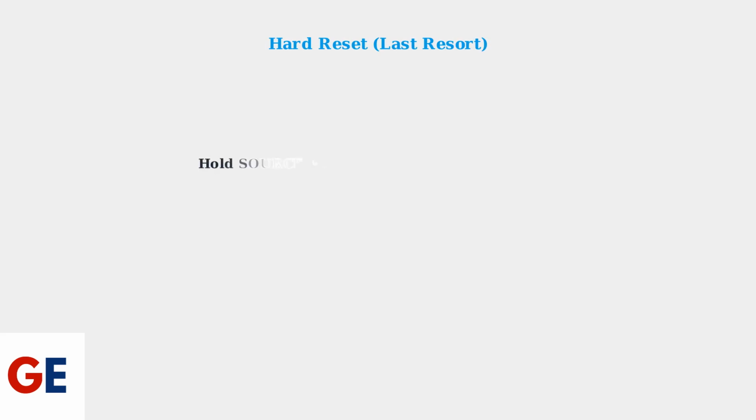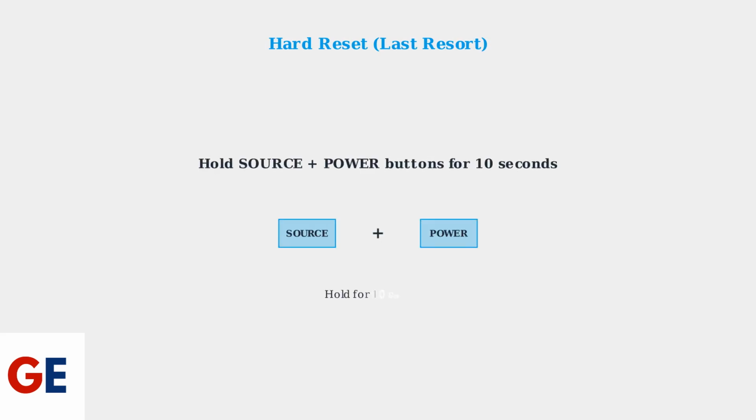If all else fails, a hard reset can resolve many common problems. Hold both the source button and power button simultaneously for 10 seconds to restore factory settings. This will erase all your custom settings, so use this as a last resort.